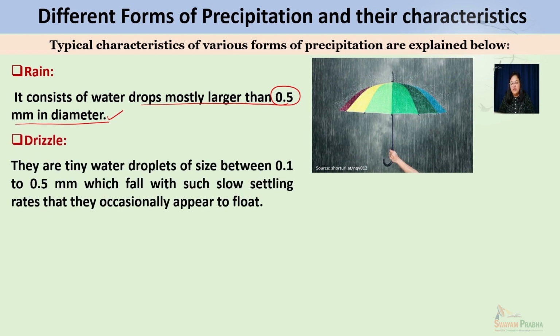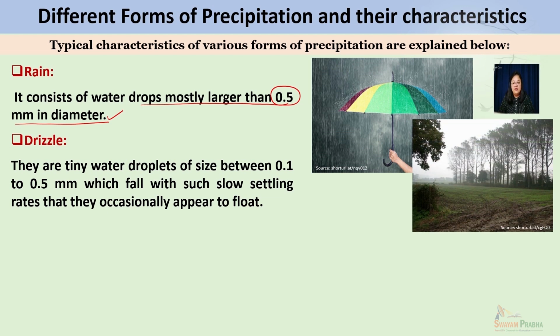Then we have drizzle. Drizzle is fairly uniform precipitation which is composed exclusively of fine droplets which are very closely compacted together, and therefore they appear to float while following air currents. They are tiny water droplets which mainly range from 0.1 to 0.5 mm, and they fall with such a slow settling rate that they occasionally appear to float. They are also commonly found with fogs, and the whole environment with continuous uniform drizzling of very minute particles of rain looks like foggy weather.